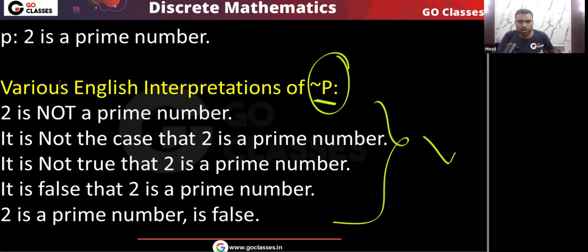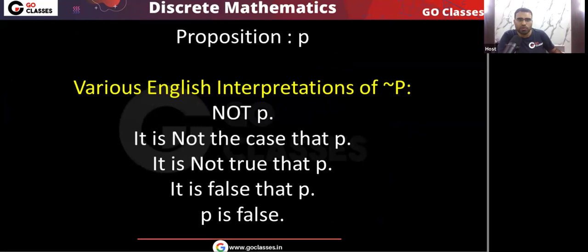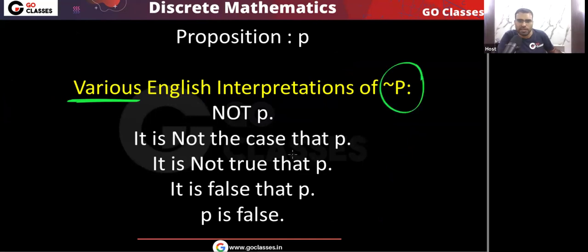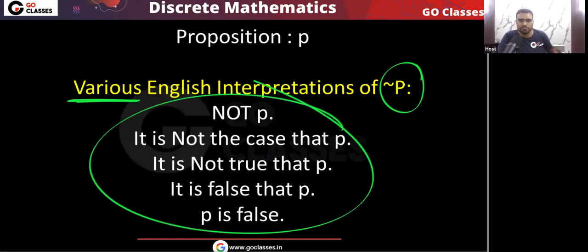I hope this point is clear. Okay, let's move on now. So this is the conclusion. If you have a proposition P, then what are different English interpretations of negation P? These are the English interpretations. You can say not P, or you can say it is not the case that P, or you can say it is not true that P, or you can say it is false that P, or you can say P is false. Okay, so very simple point. Now let's move on.